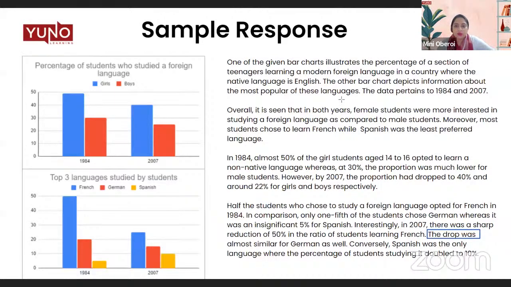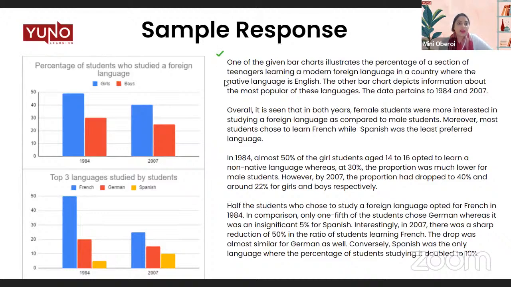Now, in this case, what we can do is, if we read the first half, interestingly, in 2007, there was a sharp reduction of 50% in the ratio of students learning French. A similar observation was noticeable in case of German. We can say that also. We can give an alternate sentence structure, a sentence pattern, right? So just remember, everyone, the correct placement is extremely important to us.